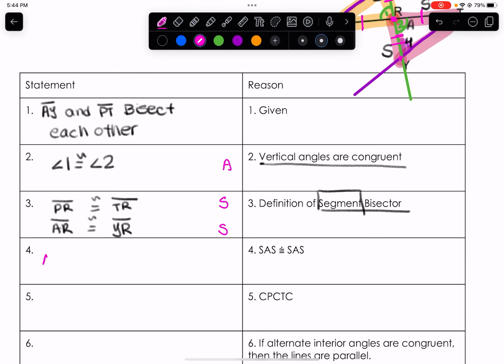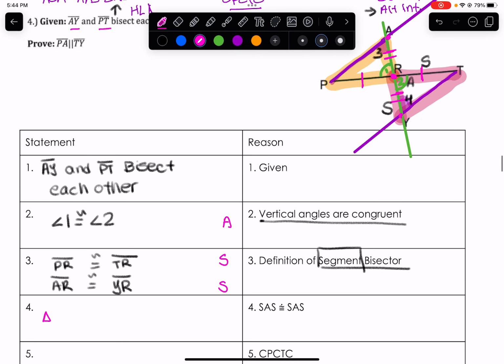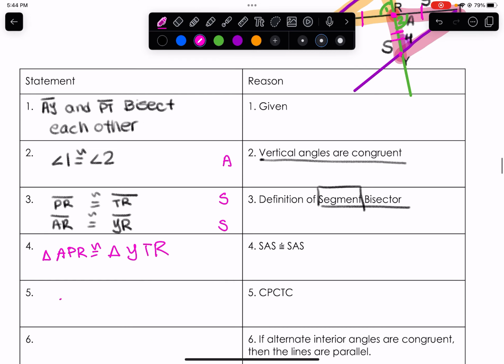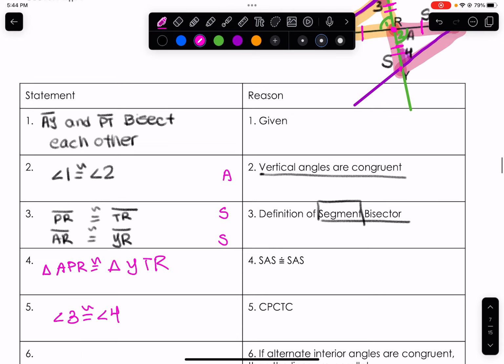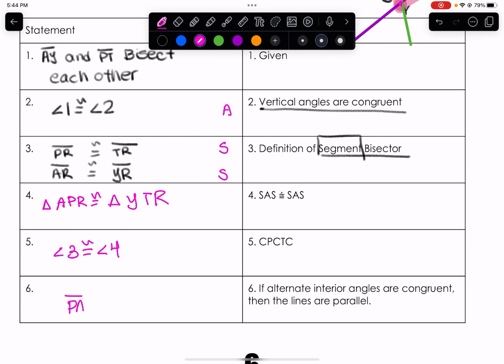So now I can say that triangle APR is congruent to triangle YTR. Now, because the triangles are congruent, I can now say that angle 3 is congruent to angle 4, because since the triangles are congruent, all of the angles must be congruent. And now these are the alternate interior angles, so I can write my proof statement, which is that PA is parallel to TY.